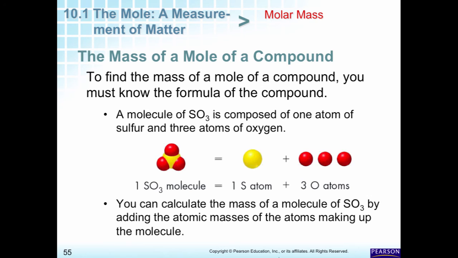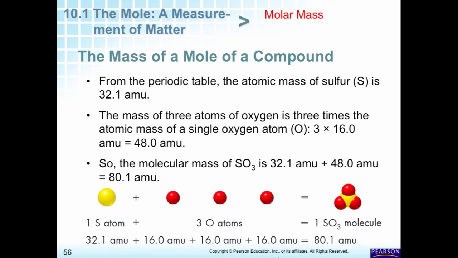So now let's look at a compound. Here's sulfur and oxygen, sulfur trioxide. So we have 1 sulfur and 3 oxygen atoms. We can find the mass by looking it up on the periodic table. Sulfur is 32, going through this a little rapidly, but this is review. Sulfur is 32, oxygen is 16, so we get 48. Add those together, and we get 80.1. So 1 molecule of sulfur trioxide is 80.1 AMUs.